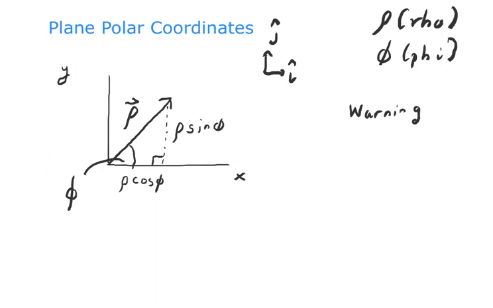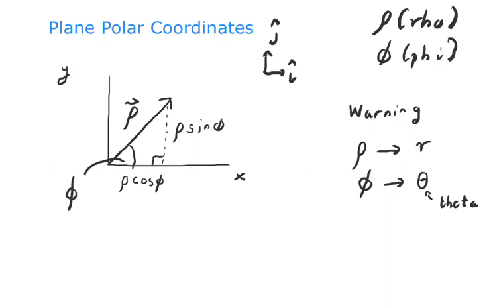Now, warning. You will see in other courses and other textbooks and in the literature that instead of using rho in plane polar coordinates, some people use r. And instead of using phi for the angle in plane polar coordinates, some use the angle symbol theta. I'm not going to do that here, and for a very particular reason, because it's going to make my life a lot easier when I start talking about cylindrical polar coordinates and spherical polar coordinates.